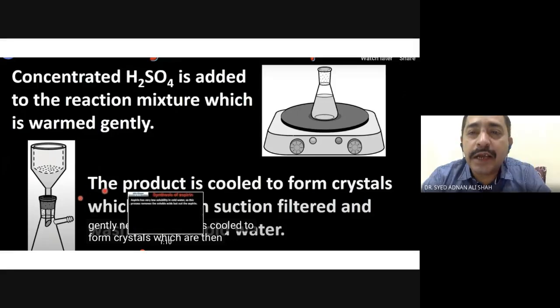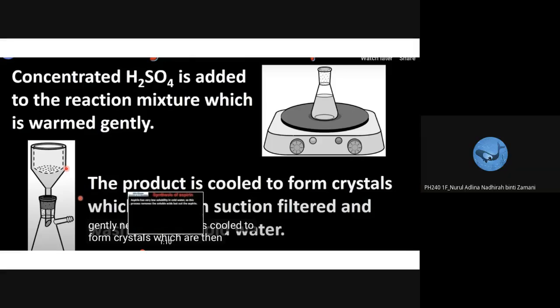Yeah. The question is, as you see in this video, that aspirin is crystallized out in a cold environment, right? Then you have to filter it by the Buchner funnel, and then we wash with excess of the water. So why do we wash this aspirin with excess of the water? To make sure that all the aspirin is filtered out.